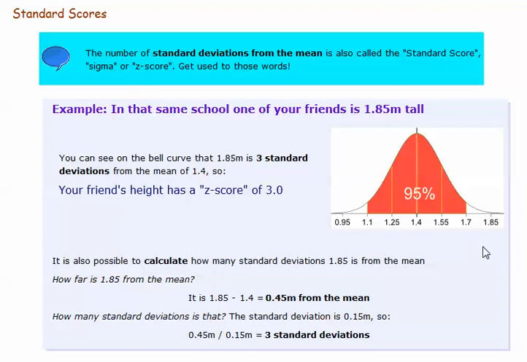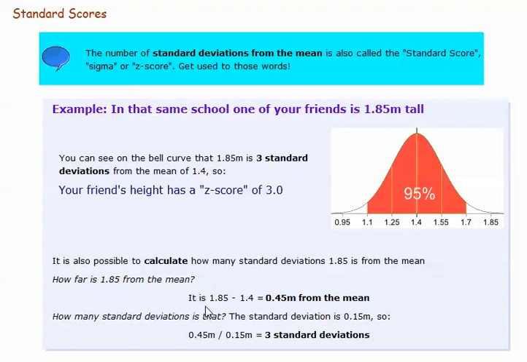So basically the z-score tells you how far that data point is away from the mean. A positive z-score will be higher than the mean, a negative z-score will be lower than the mean. It's possible to calculate how many standard deviations 1.85 is from the mean, and the way you calculate it is that you subtract the mean from the data point, and then you divide by the value of the standard deviation.